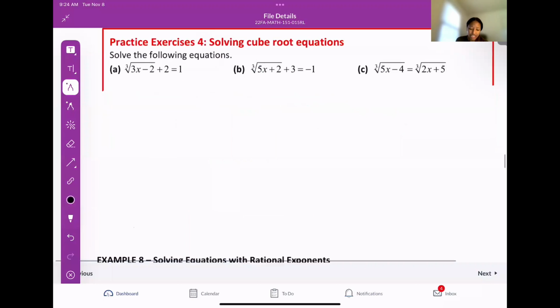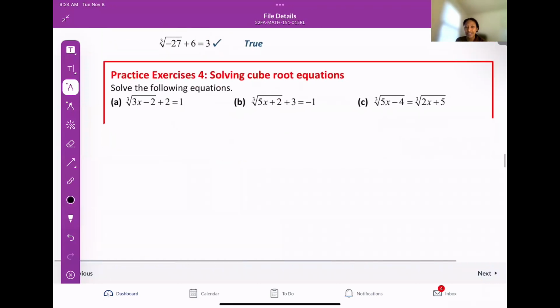For cube roots, just like for square roots, we square to get rid of the square root. For cube roots, we will cube to get rid of the cube root. So isolate the cube root term and then cube both sides of the equation. All right, so for the cube root of 3x minus 2 plus 2 equals 1, first step is to subtract 2 from both sides so that we have the cube root term isolated. This would be 1 minus 2, negative 1.